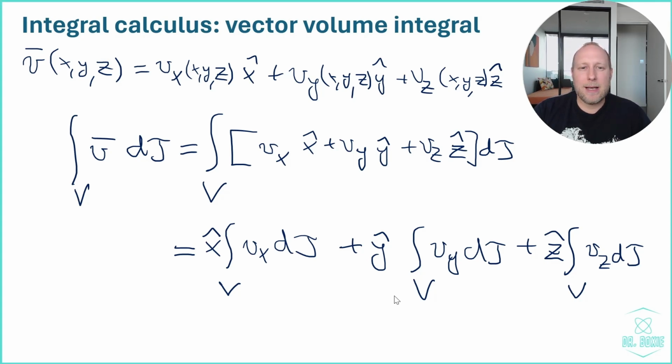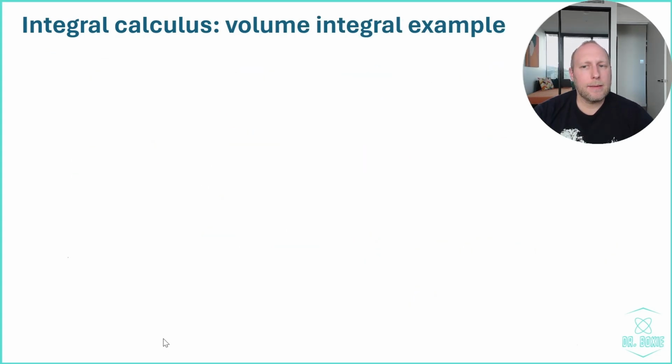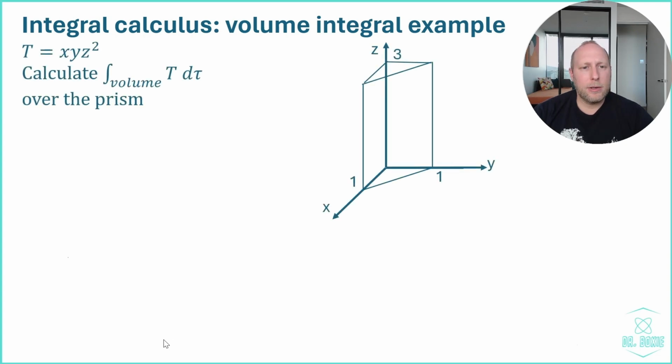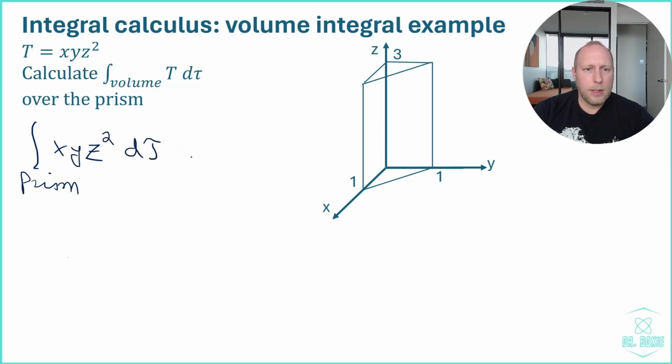So let us now look at an example of how to calculate such a volume integral. We want to calculate the volume integral of the scalar field x y z squared over the volume of the prism drawn here. So we're looking for the integral over the prism of x y z squared d tau. Now this is a volume integral. It means it's actually a triple integral over x, y, and z, and we want to determine the boundaries of that integral. So what does it look like?